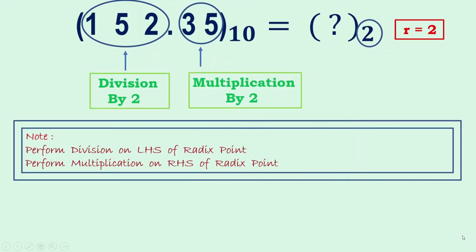So perform division on the left hand side of the radix point. Suppose the radix point is not present, then you have to perform only division on that number. If the radix point is present, then perform division on the left hand side of the radix point and multiplication on the right hand side of the radix point.